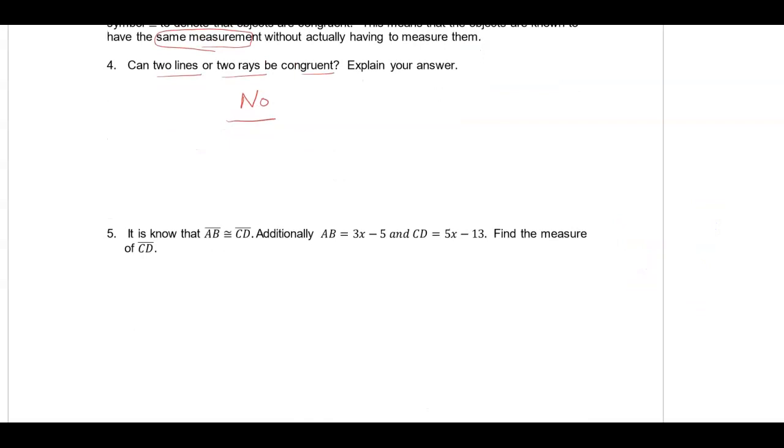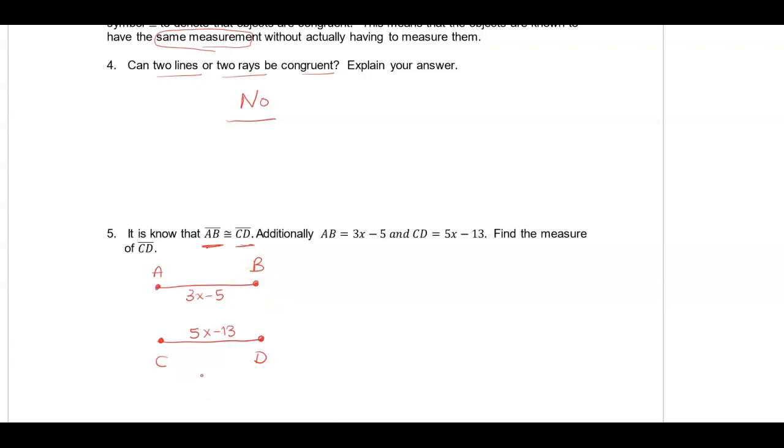Okay. Now we're going to start doing problems that actually involve some algebra as well as some geometry thinking. We are told that segment AB is congruent to segment CD. So you could look at a drawing. Here's a drawing of an AB segment, and here's a drawing of a CD segment, and I tried to make them look like they were the same length. So we're given that AB has a length of 3x minus 5. So they're using algebra to represent a length, and CD has a measure of 5x minus 13. Now, if the segments are supposed to be congruent, then these measures would be the same.